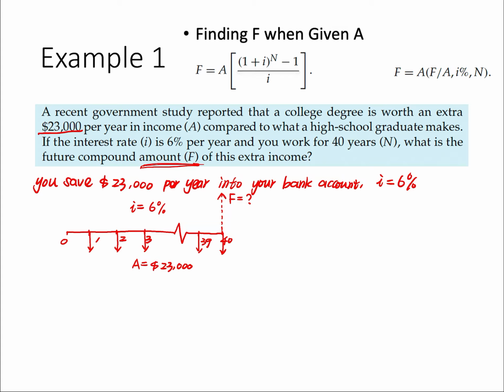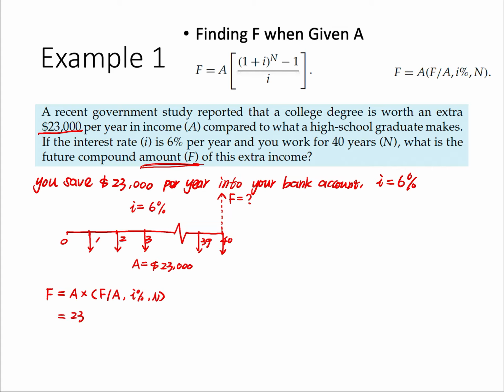Based on the cash flow diagram, now we can use the method. I would use the factor method, okay? So now we're finding F given A. So F equals A times a factor. And that factor is what? To find F given A, given I, given N. Okay? And then you need to find out what is A and what is the factor value.